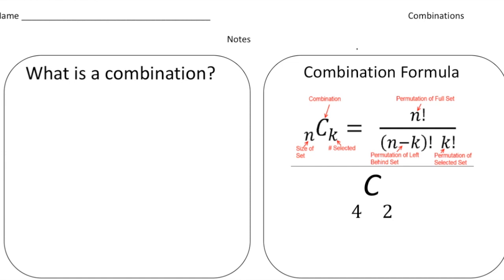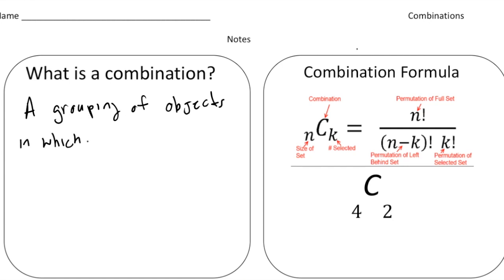Alright, so what exactly is a combination? Well, a combination is a grouping of objects in which the order is not important. Okay, let's write that down. So it's a grouping of objects in which the order is not important. And the key word here is not. Once again, a combination is a grouping of objects in which the order is not important.